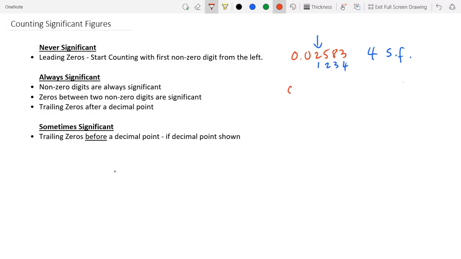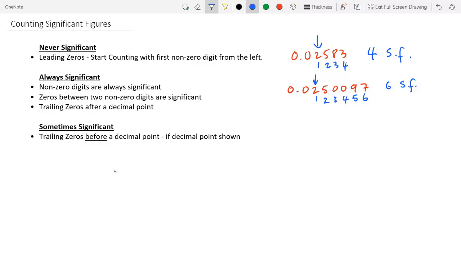For example, if we have 0.0250097, we would start counting the significant figures from the left, from the first non-zero digit. So our first non-zero digit is a 2 again, and we have 1, 2. Now these two zeros here, these are between non-zero digits, so these are also significant. So now we have 6 significant figures.